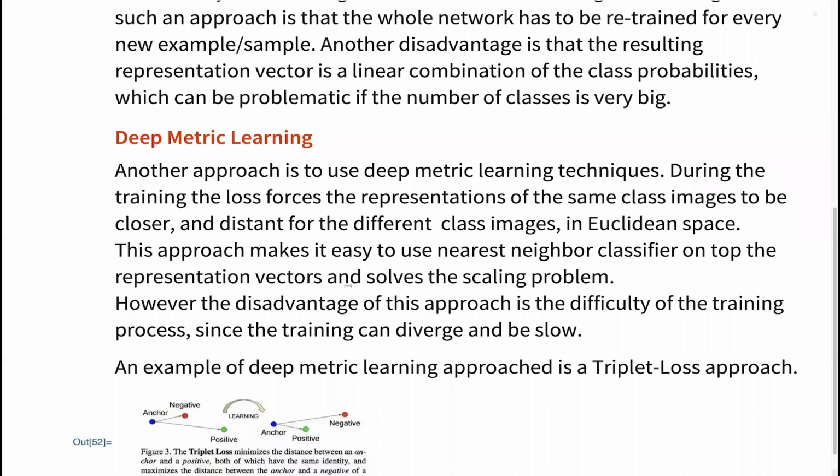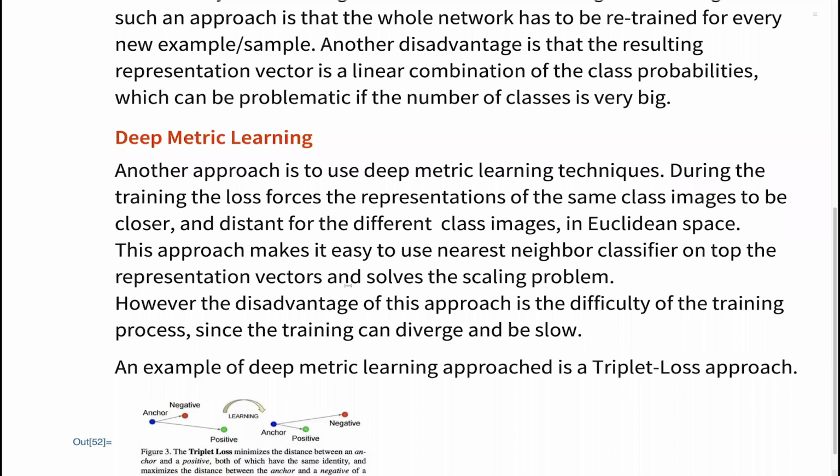So what is the point of that? We have the loss, and it knows the classes of the images we have, and it forces the representations of these classes to be far from each other or close to each other based on the similarities in Euclidean space. Aside from many advantages over the classical approach, this approach gives us the ability to use the nearest neighbor classifier on top of the representation, which is a very important problem to solve the scaling problem.